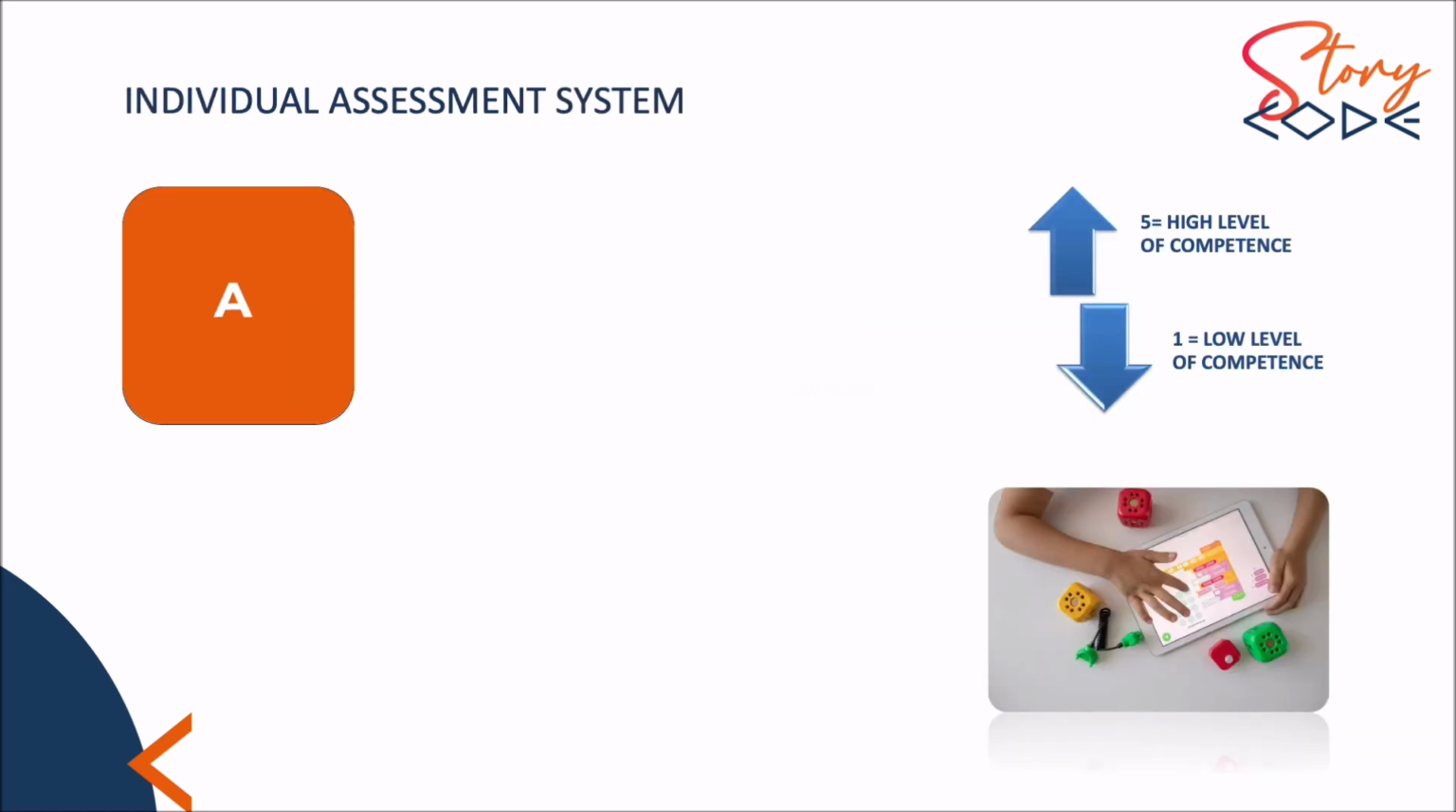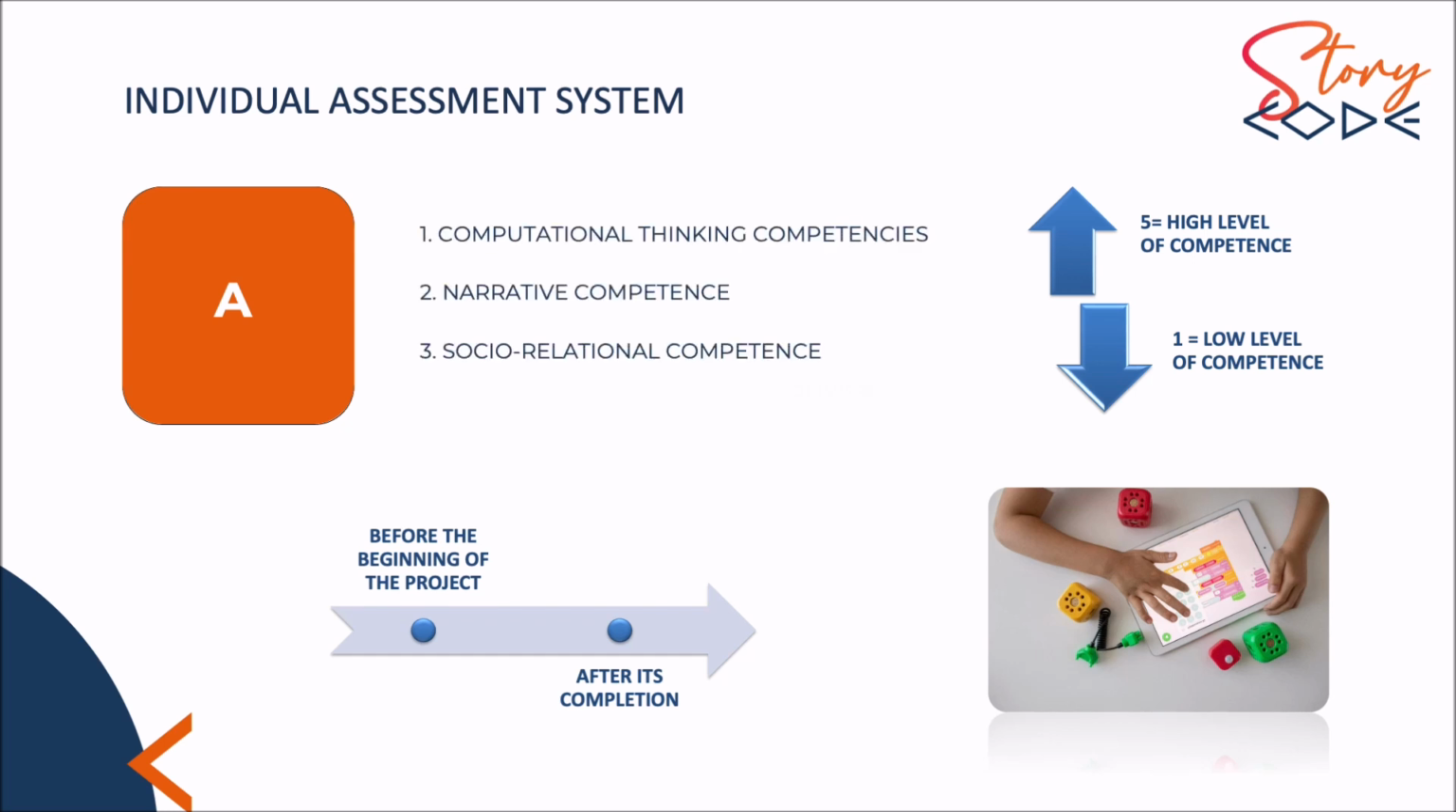Focusing on the first one, the individual student assessment, you will have to apply it to each student twice, once before the beginning of the project and once after its completion. You can use the provided system you will find in the reserved area as Annex 2, or you can create your own considering computational thinking, narrative, and socio-relational competencies.